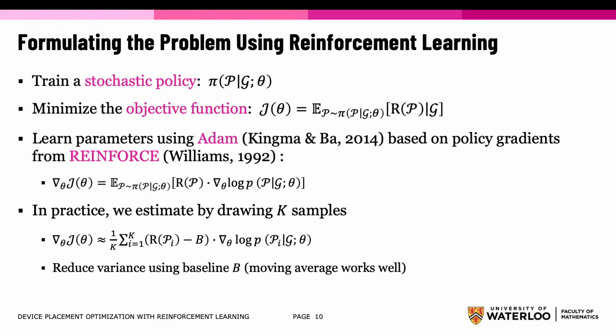Now in practice, we need to estimate this. We're going to do so by drawing K samples. So let's redefine this so that we can calculate it using samples. So equivalently, the gradient of the objective function is defined as the average over K samples of the execution time of the sample minus a baseline B multiplied by the gradient with respect to theta of the log probability of that sample, Pi, given G and theta. Now the baseline, B, is meant to reduce variance. The author suggests that a moving average works well, so that's what we'll go with for the duration of the paper.